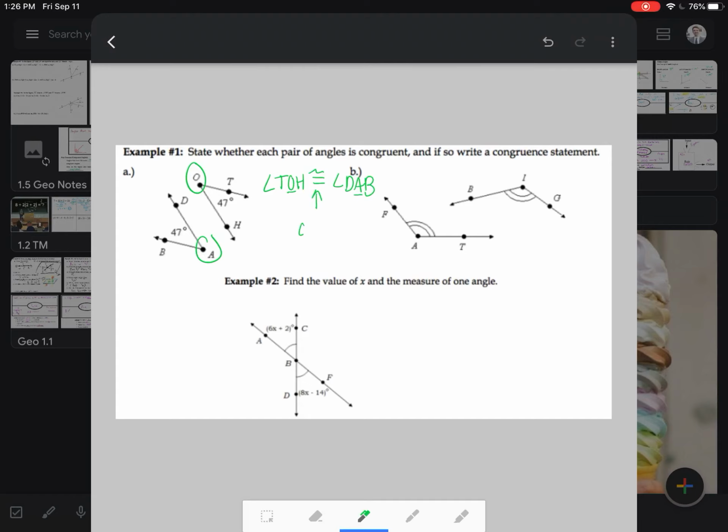Remember, this is the symbol for congruent. I know we did this from congruent segments a while ago, but that symbol, the equal sign with the little squiggly on top, is our symbol for congruent. The same thing for the next one, so you'd want to write a congruent statement.